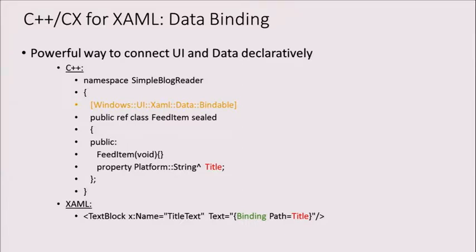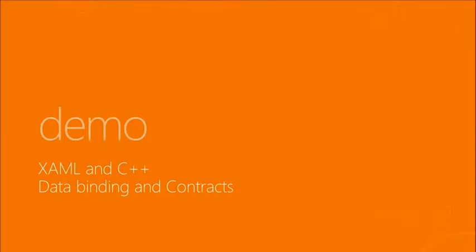Another powerful concept in XAML is data binding. Data binding means you have a UI element, and the UI element automatically gets data from some data source in your code. The way you do that is you put this attribute on top of the classes that expose the bindable properties. This concept of attribute itself is new to C++/CX. It's as simple as that, right? And in XAML code, you just say binding path equal to title, and title happens to be this property, and it understands the data and automatically, dynamically updates it. I'll show you an example of that. So let's look at a demo.